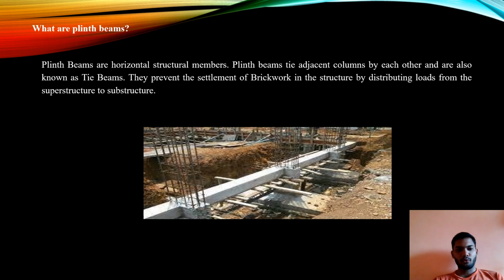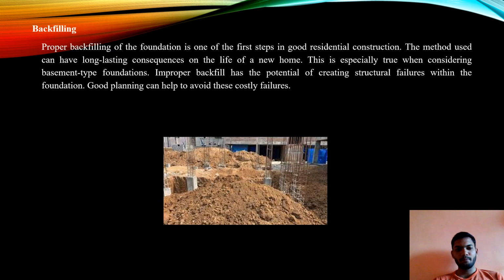Here our next point is the plinth beam. Plinth beams are horizontal structural members. Plinth beams connect adjacent columns to each other and are also known as tie beams. They prevent settlement of the brickwork and provide security by distributing loads from the superstructure to the substructure.